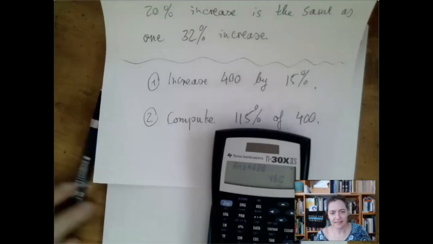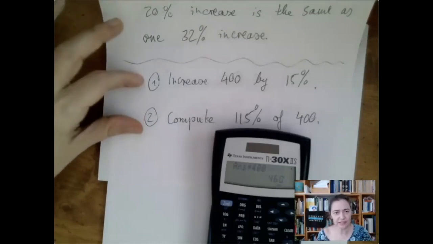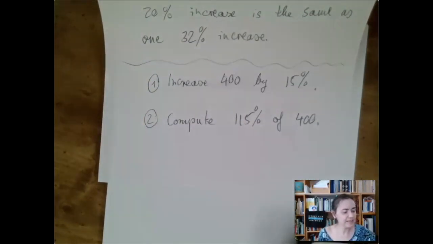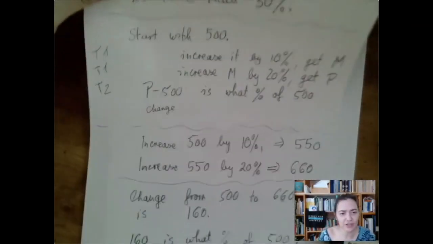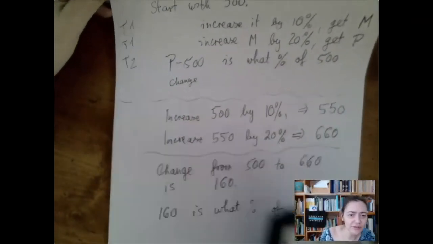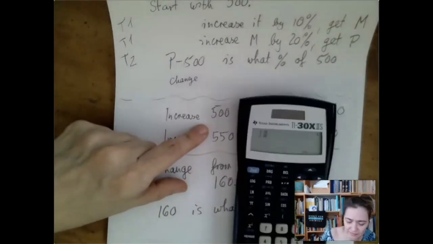So that's why that's a very important connection that is made here. That's why if we go back to our little example of 2 consecutive changes, the quickest way to increase 500 by 10% is this.